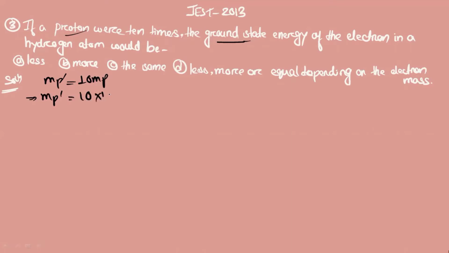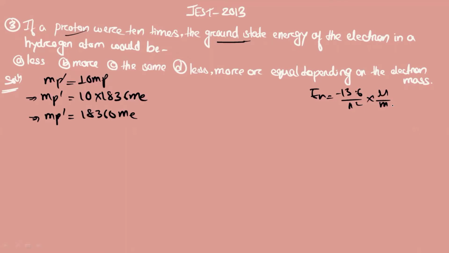So you can write MP prime is equal to 10 times 1836 ME, because this is the mass of the proton, so MP prime is 18360 ME. And normally, you know, the energy is minus 13.6 by n squared, multiplied by mu by ME. This is what it is.